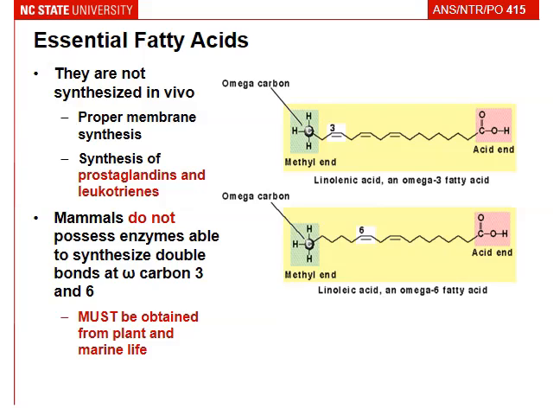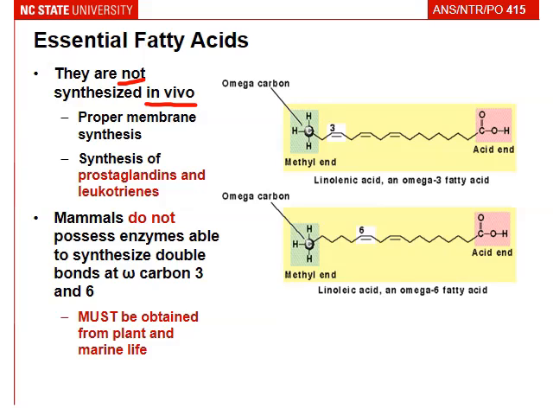So we do have some essential fatty acids. Just as we have essential amino acids, we have essential fatty acids, and it's because of this why you need to have some fat within your diet. These are essential because they cannot be synthesized in vivo, which means in your body. Your body cannot synthesize them. But we need them for proper membrane synthesis and function. We also need them for synthesis of these signaling molecules referred to as prostaglandins and leukotrienes.